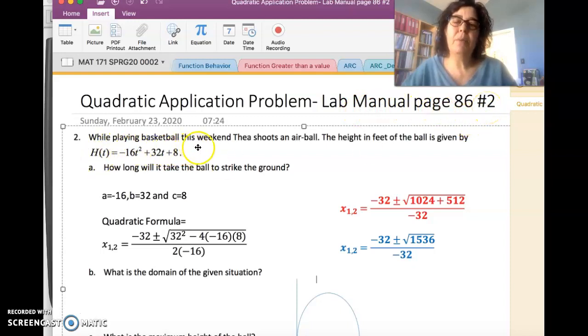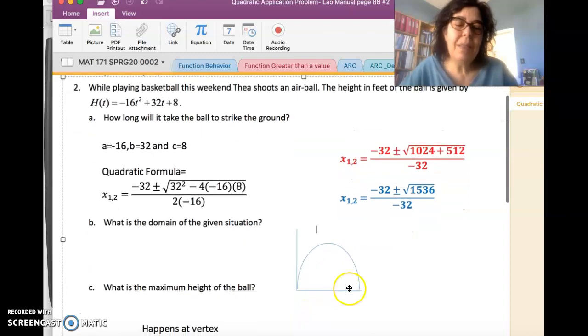While playing basketball this weekend, Theo shoots an air ball. The height in feet of the ball is given by negative 16t squared plus 32t plus 8. How long will it take the ball to strike the ground? First of all, I need you to see this. The ball is going upwards, reaching a maximum at the vertex, and then hits the ground.